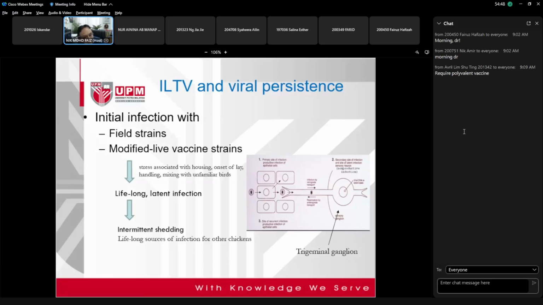Chicken pox. Okay, chicken pox itu virus apa? What is the virus? Virus name? Ke korang tahu chicken pox je? Is it varicella zoster virus, doctor? Yes, varicella zoster virus is a herpesvirus, also can cause chicken pox in humans. When you get infected with chicken pox when you are little, siapa yang tak pernah kena chicken pox lagi? Ramai tak pernah kena. Okay, so be careful.